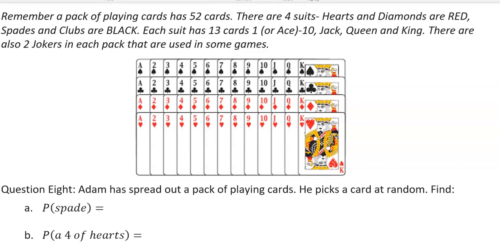Okay, so now we're looking at some cards. Now cards have 4 different suits. You've got spades, clubs, diamonds, and hearts. Half the deck is black, half the deck is red. A quarter of the deck is hearts, a quarter is diamonds, a quarter is clubs, and a quarter is spades.